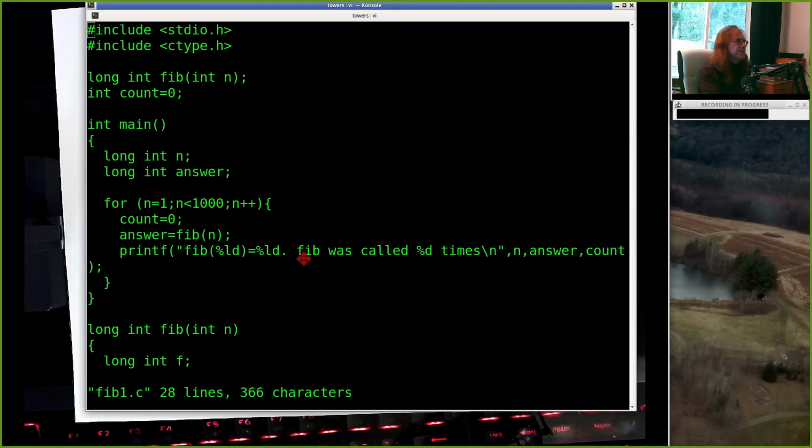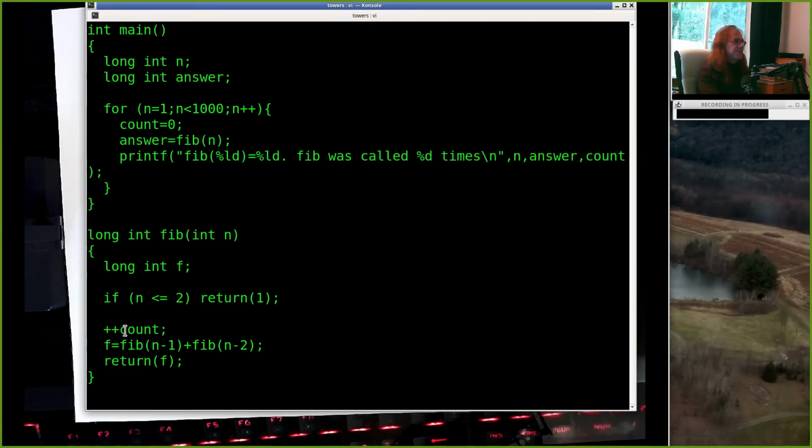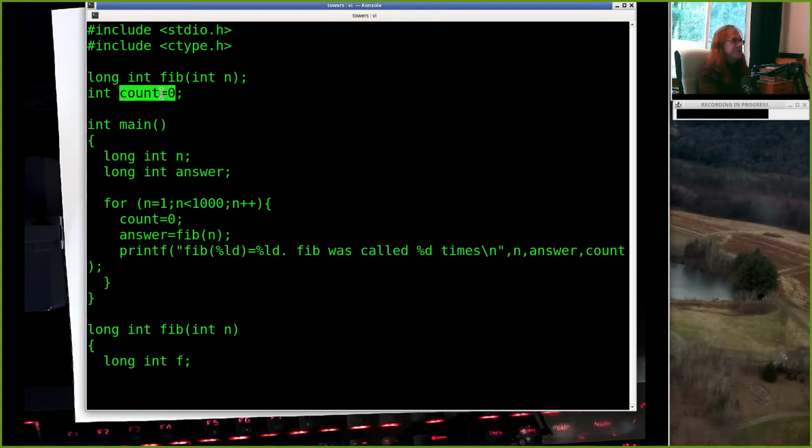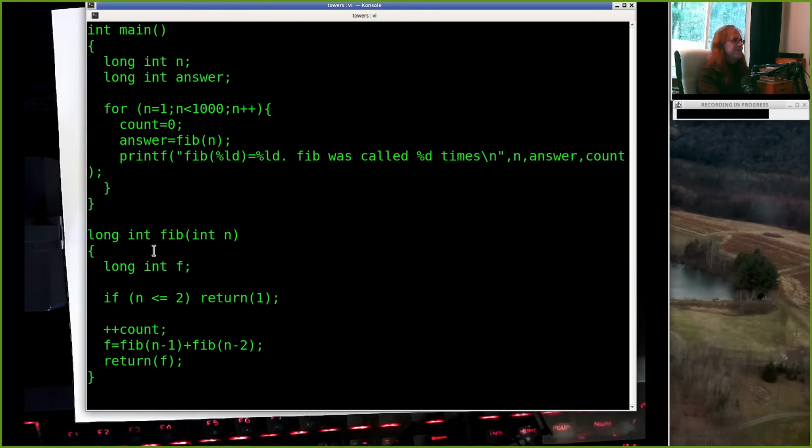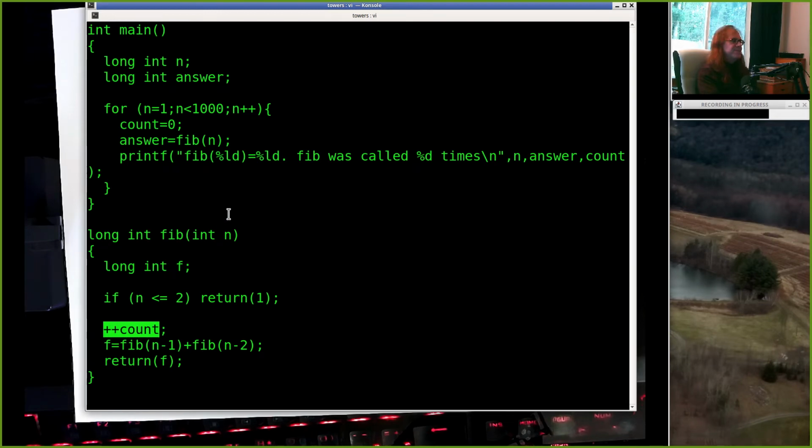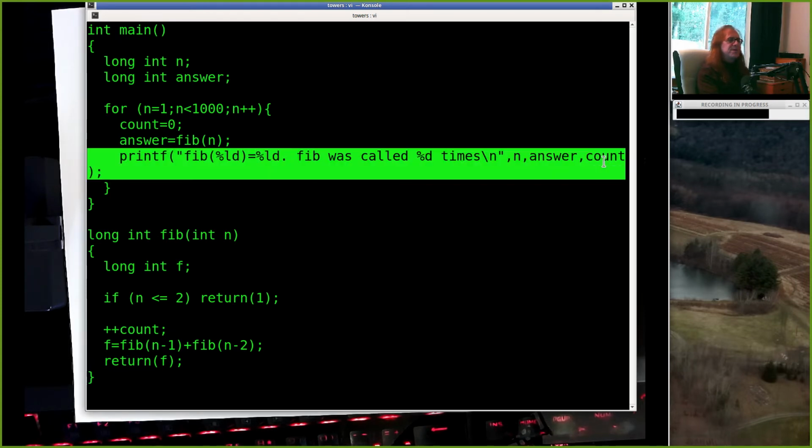And so here's a similar version, right? If n's less than or equal to 2, return 1. Otherwise, just calculate Fibonacci of n-1 and n-2, and add them. But I have an evil global called count. And every time that I call my Fibonacci function, I'm going to increment count. So I'm going to keep track of how many times I make these calls to my fib function. And in addition to printing out the nth Fibonacci number, which I call answer, I'm going to print out the number of times that I called it.